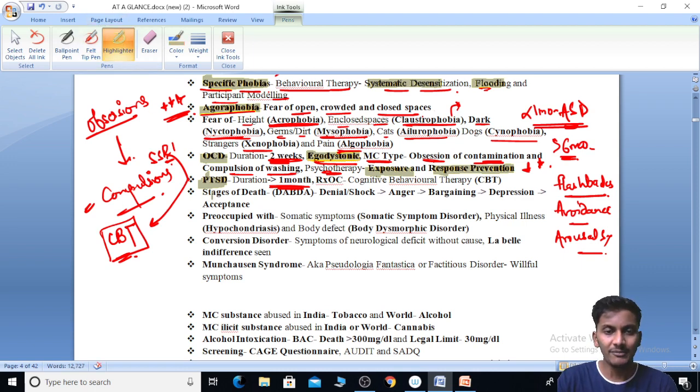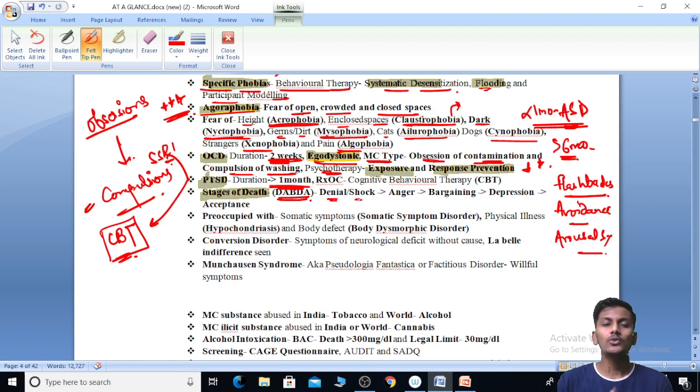Okay, this question has been asked in AIIMS and similar exams. So please remember, what are the stages of death? There are 5 stages of death which can be remembered by the mnemonic DABDA. Okay, so please remember. First is your denial or shock.